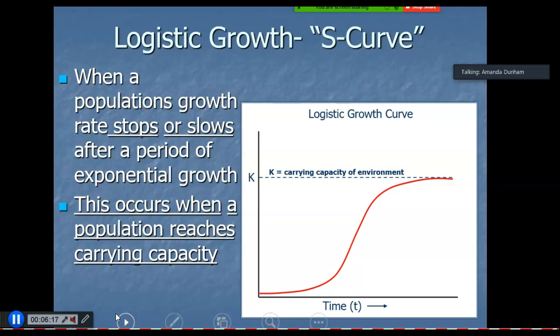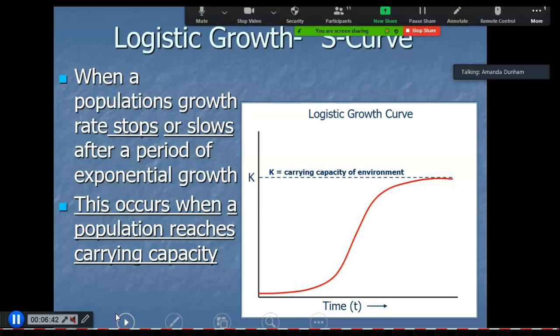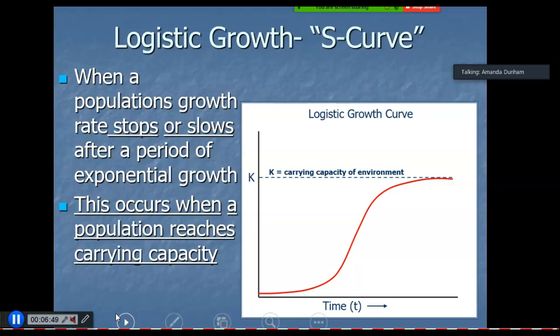I also think it's not logical to think that a population can continue to grow and grow and grow and the environment will be able to support it. So I always like to think, logical, logistic. When a population grows, growth rate stops or slows after a period of exponential growth. This occurs when a population reaches carrying capacity, okay? So eventually all populations are going to reach that carrying capacity.